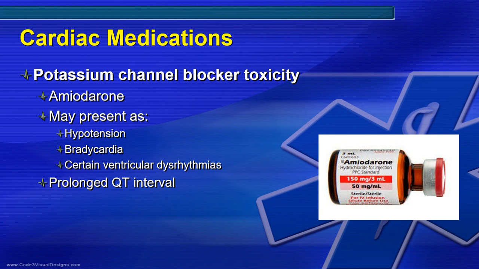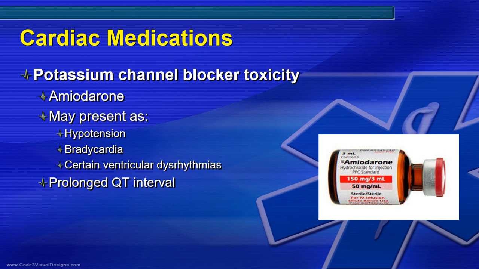Potassium channel blockers, or Class 3 antiarrhythmics. Amiodarone is in this particular class. Overdose on these may present with many bad effects: hypotension, bradycardia, ventricular dysrhythmias. One of the predominant effects observed on the ECG is the prolonged QT interval.